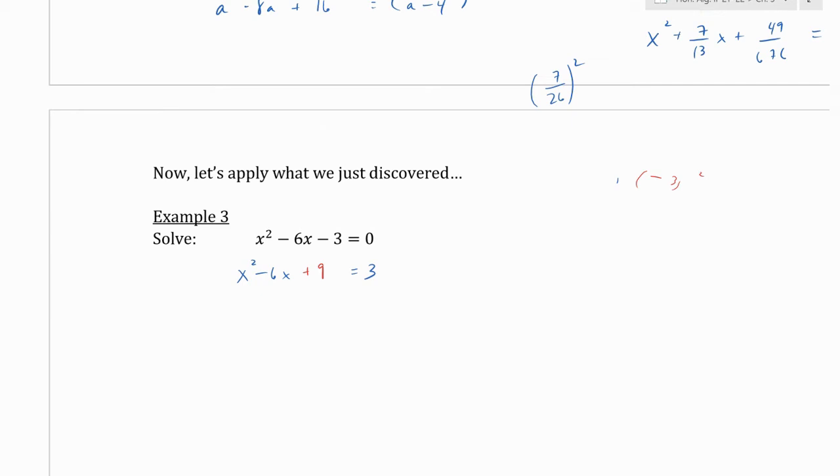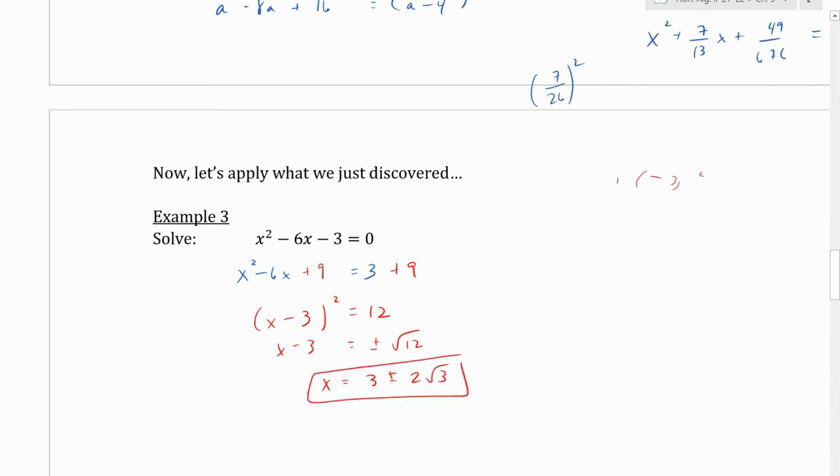Remember, an equation is like a seesaw. It's got to stay balanced. If you add 9 to the left, you better add 9 to the right. Because what you just did then is create your own perfect square. That's an x minus 3 all squared. And now we're back to what we've been doing for a week. 4 times 3, so that's 2√3. That's how you solve that one.